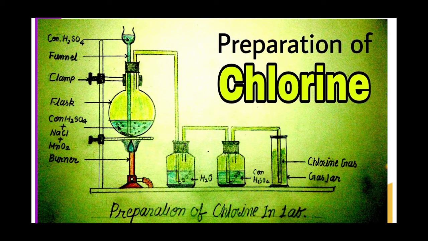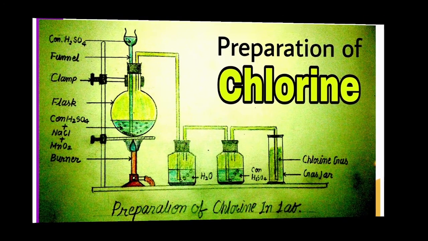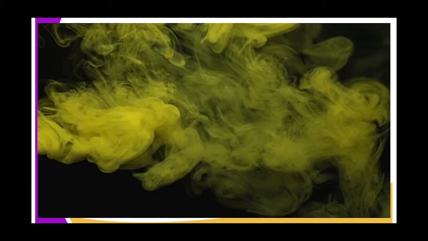As you can see from the diagram, we're going to react sulfuric acid with sodium chloride, or we can react hydrochloric acid with manganese(IV) oxide. And what we are going to get is chlorine gas. We pass the gas through concentrated sulfuric acid so as to dry it. Chlorine gas is green in color. As you can see, chlorine is green in color.